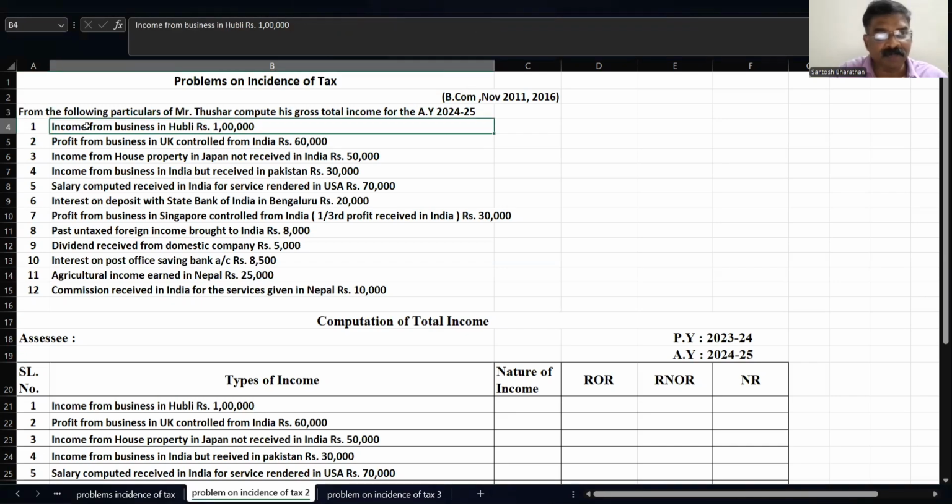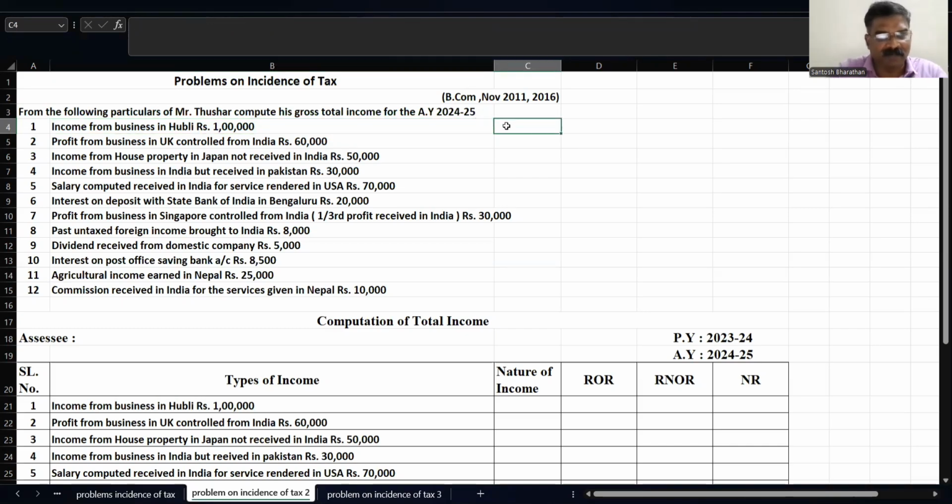First one I'll read. Income from business in Hubli, rupees 1 lakh. So here we need to understand the income is generated in India. Why in India? Because Hubli is in India, that is in Karnataka. So Karnataka is in India, so I treat this as an Indian income.